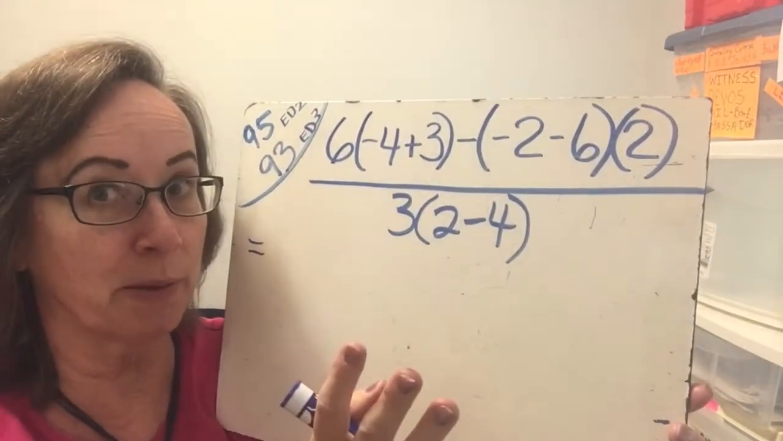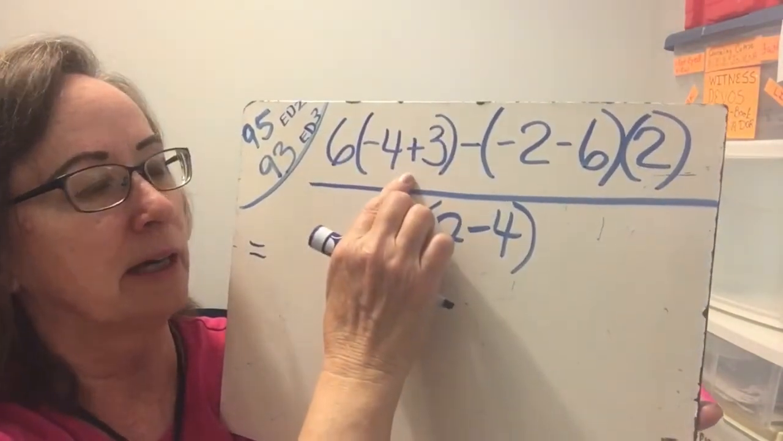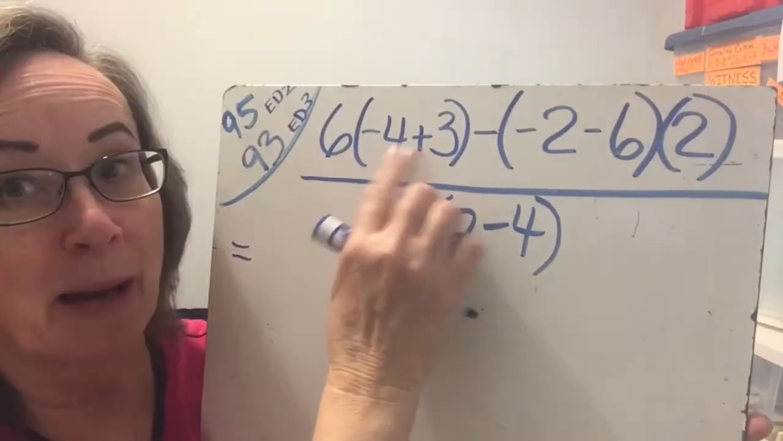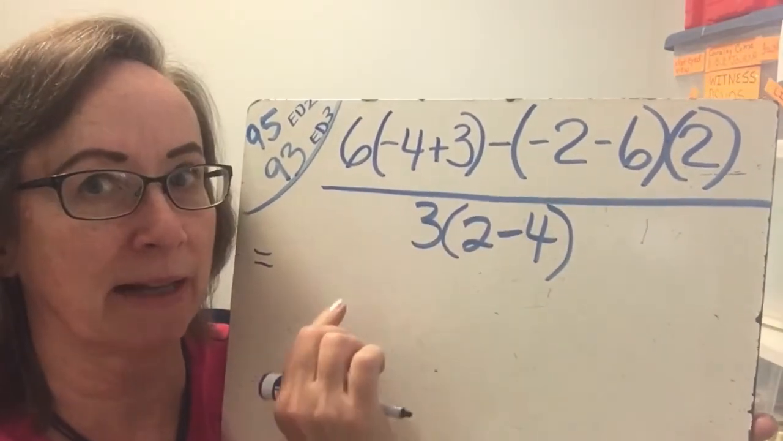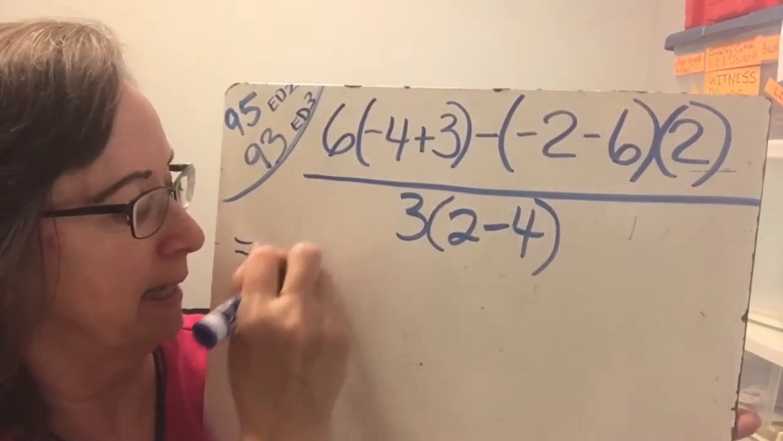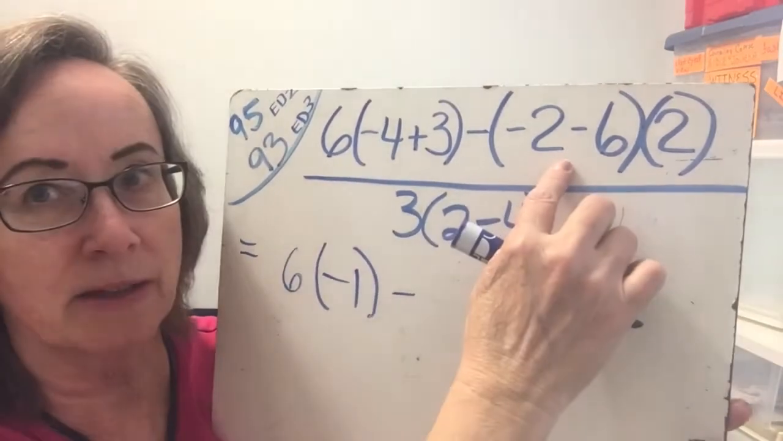I have to do my parentheses first, don't I? So this parenthesis right here is a -1, isn't it? Because it's addition of opposite signs. So we subtract them and take the sign of the greater. So a -1. So we're just going to write 6 times -1 minus, and now let's do this one here.